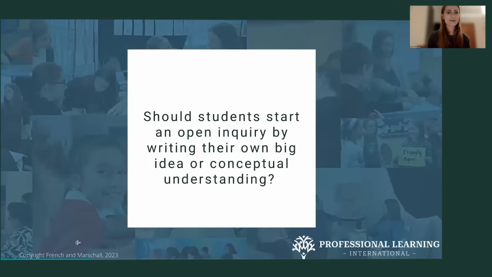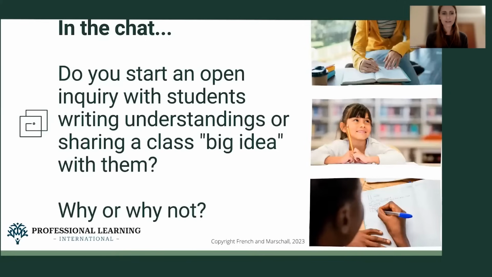Oops, wrong direction. So our first question is, should students start an open inquiry by writing their own big idea or conceptual understanding? We're going to start this with a little bit of engagement from you, just to take stock in the chat room.